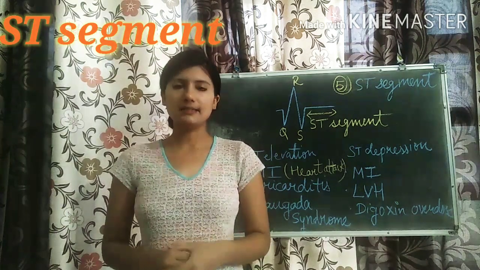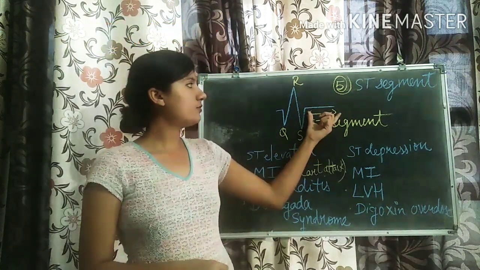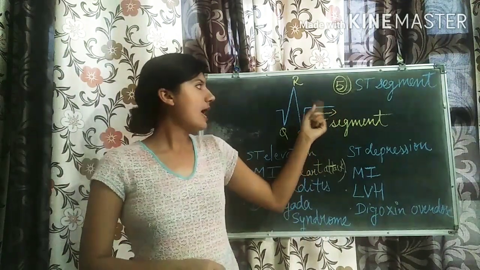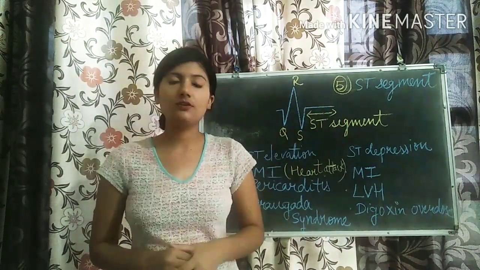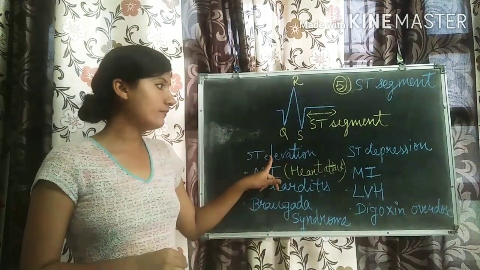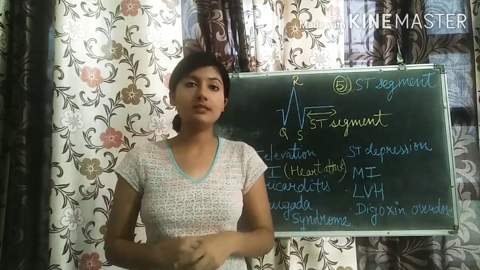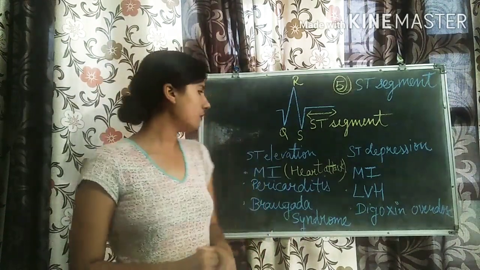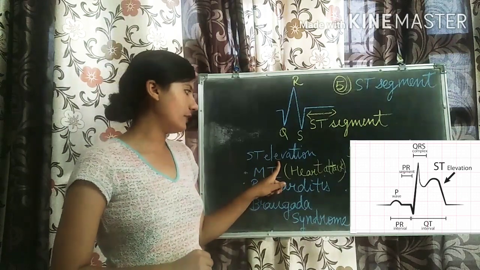After the J point, ST segment. ST segment represents the time interval when the ventricles are contracting. ST segment on the normal ECG graph is isoelectric, or a flat line. But if there is an elevation or depression in the ST segment, that may indicate certain pathological conditions. Now talking about the ST segment elevation.